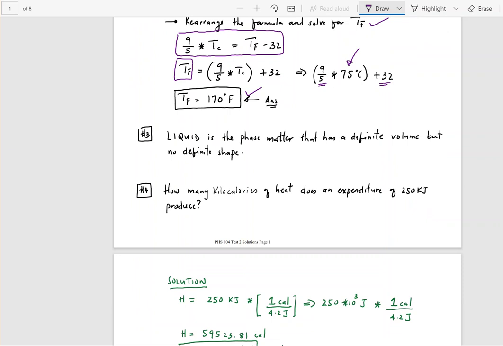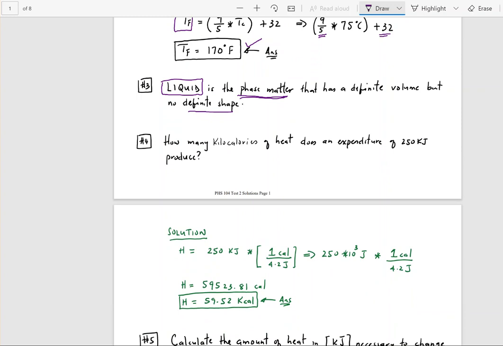Number three is asking us, in terms of a liquid as a phase of matter, does it have a definite volume but no definite shape, and that would be true. So liquid is a phase of matter that has a definite volume but no definite shape.